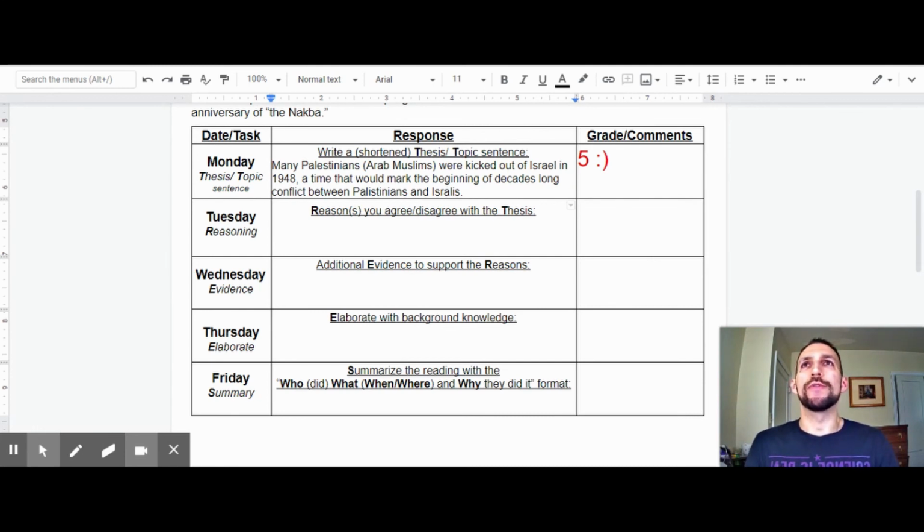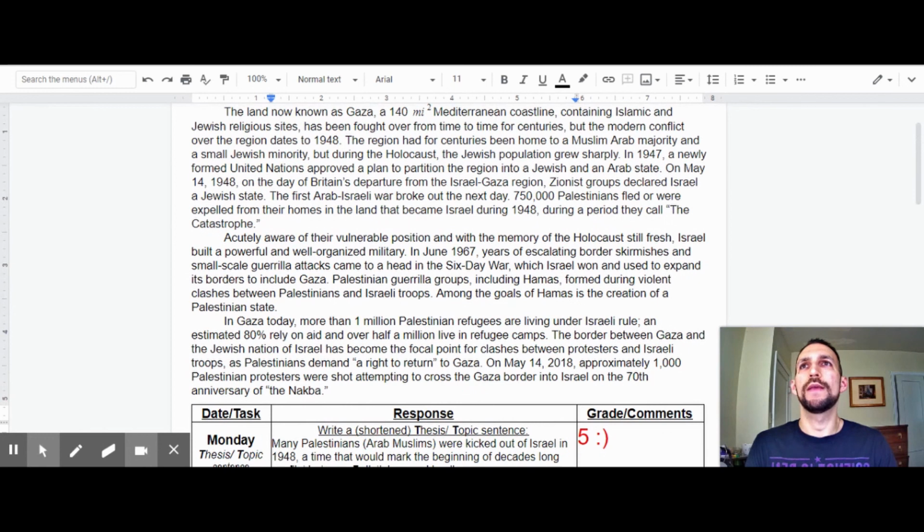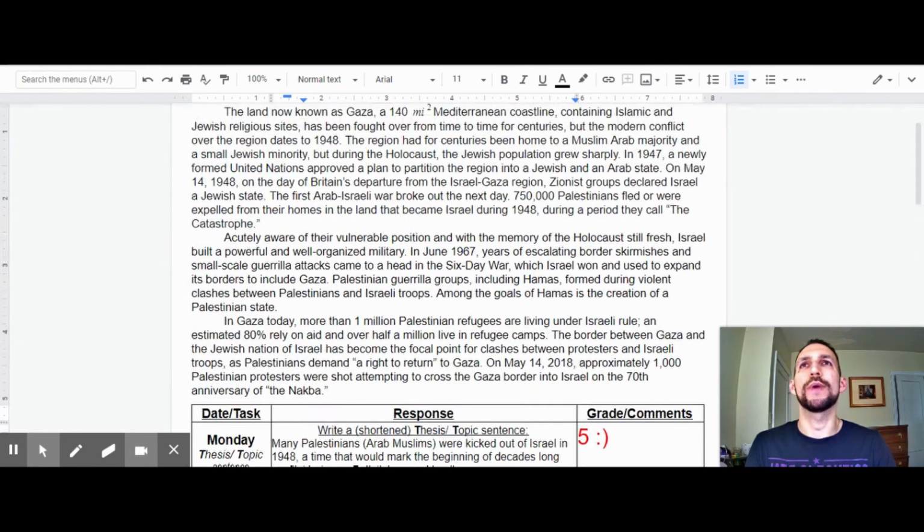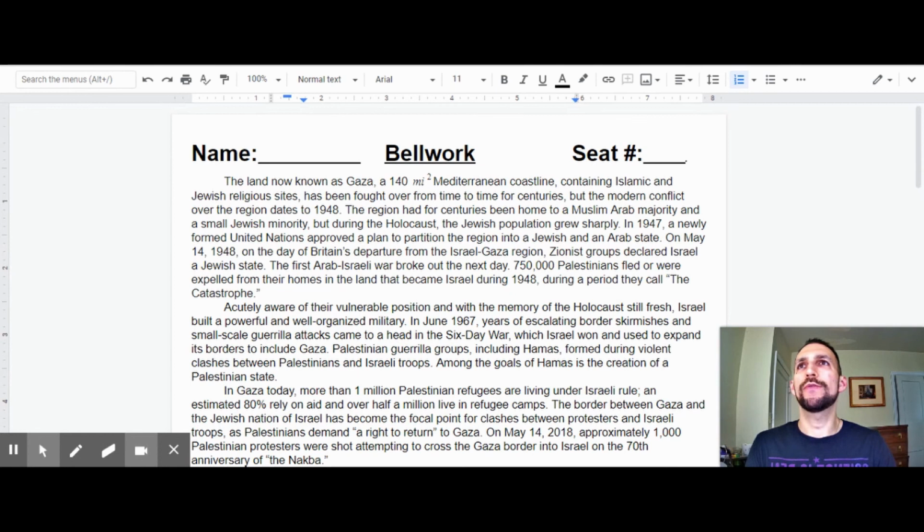So let's go find some reasons we agree with the thesis that the Palestinians were kicked out of Israel and it began a decades-long conflict. So here we can actually list reasons. I'd say 2 to 3 is probably sufficient. So if we were writing an essay response here, we might include these as our own sentences, but here we can just literally find evidence. So we're looking for reasons that the Palestinians were kicked out of Israel, as well as how war began between the Palestinians and Israelis. So we're going to go back to the reading.